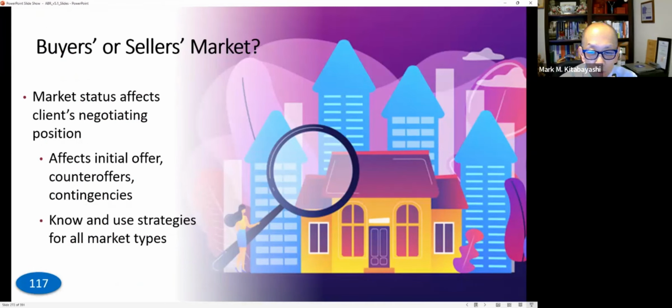Buyer's and seller's market, we talked about, right? Market status affects offers, the client's negotiating position, the initial offer, counter offers, and contingencies. Know and use a strategy for all market types. In a buyer's market, you have a little bit more negotiation and you might have time. In a seller's market, you don't have time and you don't have a lot of negotiation. In a seller's market, it's usually: let's put the best offer we can from the beginning and see if we get it or not. If we don't, we move on, because you might not have time to go back and forth.